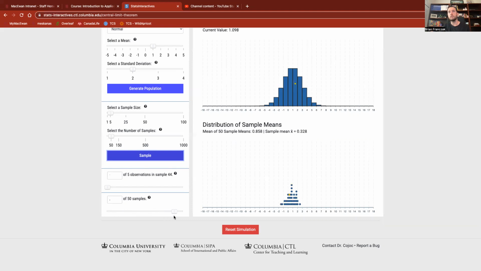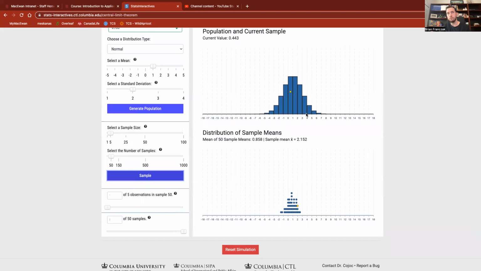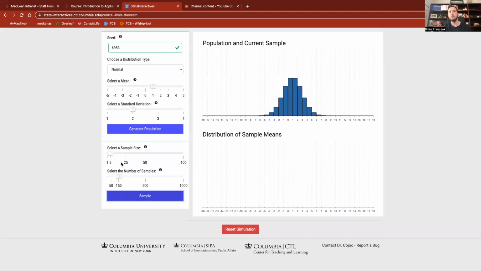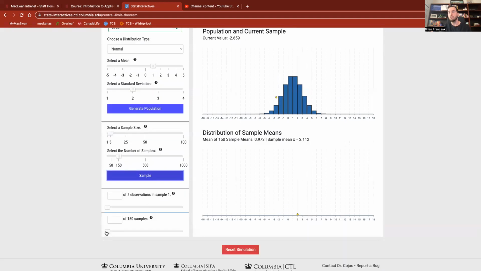As we build this up and get to the end of our 50 samples, we have a shape that sort of looks like this. And what this is starting to take on is the shape of a normal distribution, because our population is normally distributed. Let's say that we collected 150 samples. The result is going to be the same.